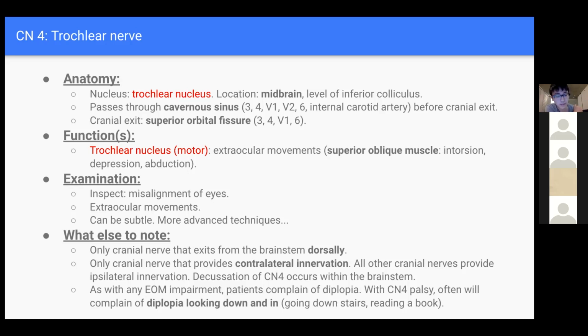A CN4 palsy can be a little subtle to see on exam. So when you get there in a clinic, you can look it up. There are more advanced techniques to actually see a CN4 palsy.